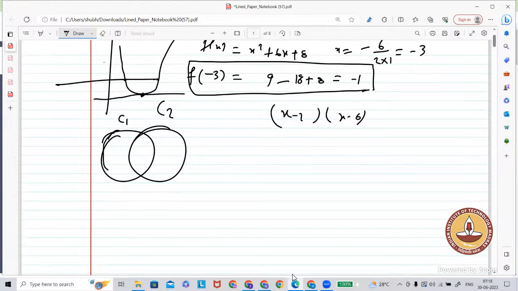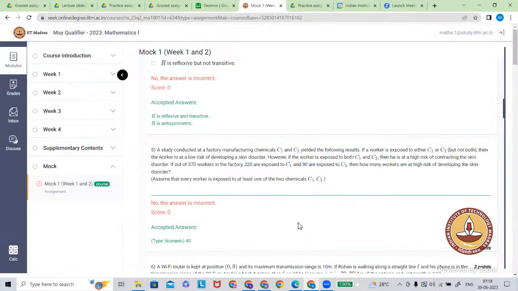Suppose this is the number of workers who got in touch with chemical 1, and this is the number of workers who got in touch with chemical 2, and this is the portion where the workers got in touch with both chemicals C1 and C2. You can form it like this. So out of 370 workers, we have been given the total number of workers, which is 370.